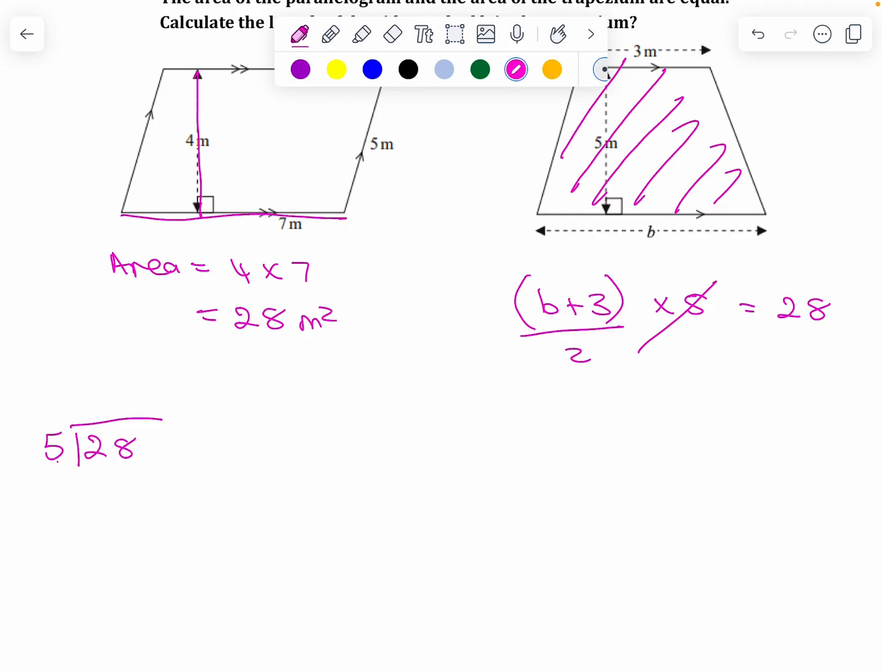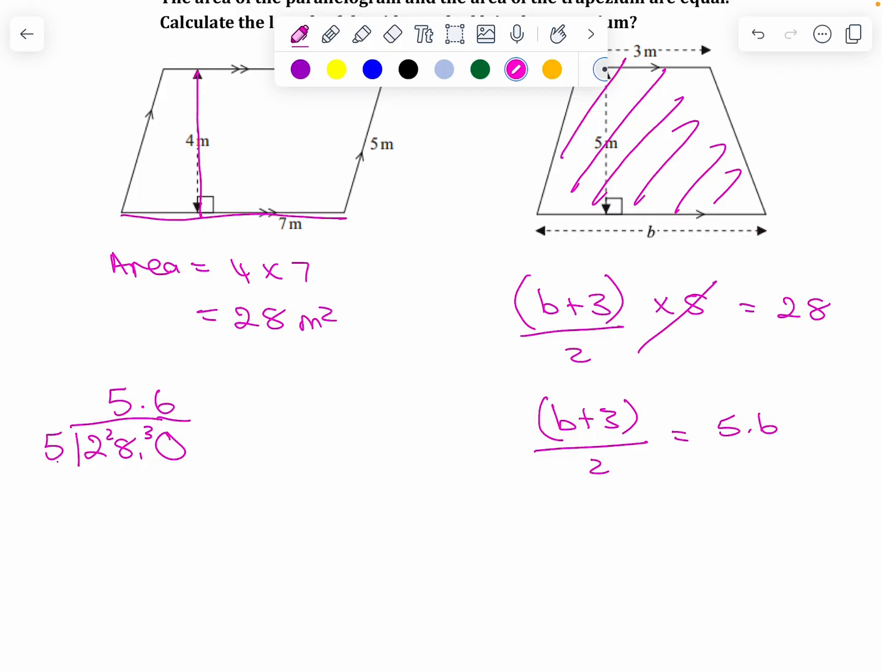How many 5s go into 0? How many 5s go into 28? 5. Remainder 3, so I put a point and a 0. And how many 5s go into 36? So I know that b plus 3 divided by 2 equals 5.6 because I've divided by 5.